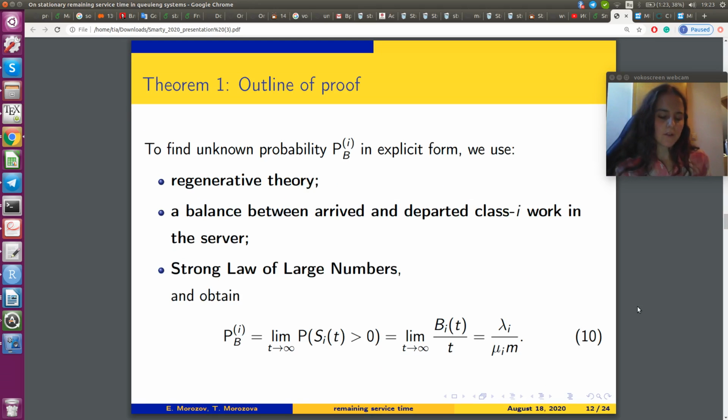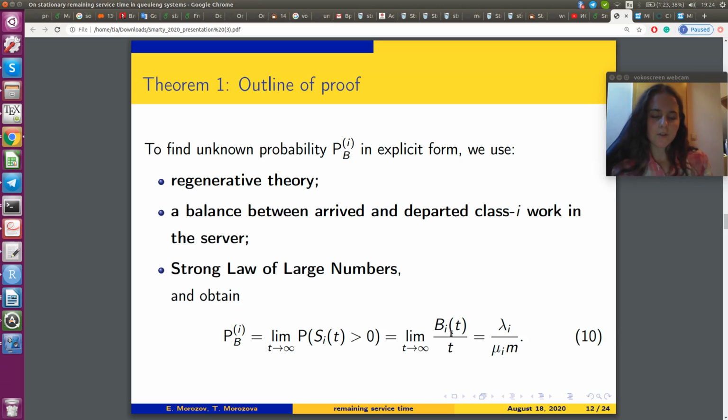To find it, we will use some knowledge from the regenerative theory, then the balance equation, and to the balance equation we can actually apply the law of large numbers. Coupling all this, we can receive the formula that you can see. This is Formula 10. This is the explicit expression for the busy probability.